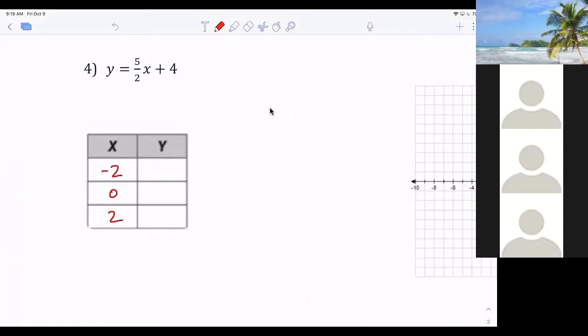-202. And did you get those numbers yet? Yeah. I got -1, 4, and 9. I just need help. Is that correct? Yes. Yeah. Yes. All right. And then plot those points.